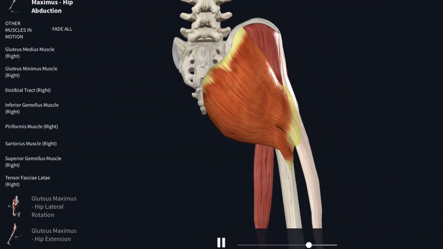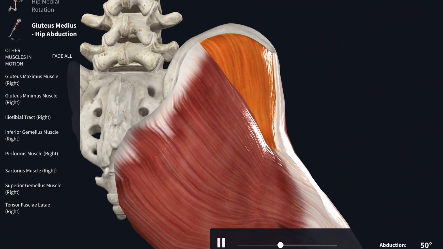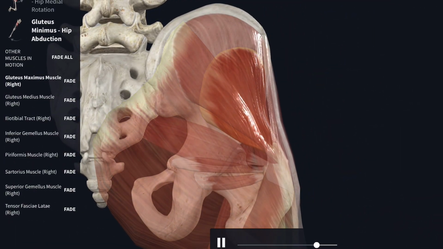The first muscle is the glute max. This is shown abducting and is a medial rotator. This is the glute medius, also abductor and medial rotator. The gluteus minimus.